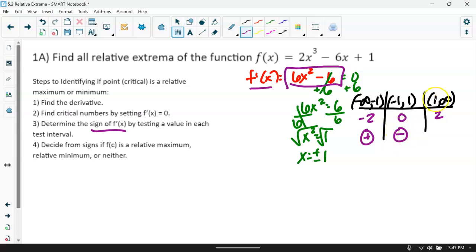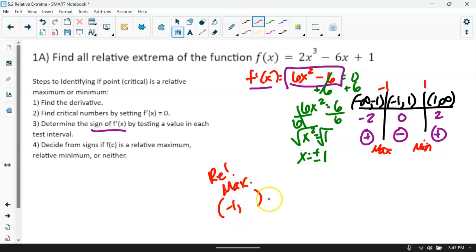Here, a negative value, and here a positive value, which means here you have a relative maximum because you increase then decrease at negative 1, that's your x here, and then a relative minimum because you decrease then increase here at the critical x value of 1. So again, here we've got our relative maximum at negative 1, that's our point, and the relative minimum at 1.